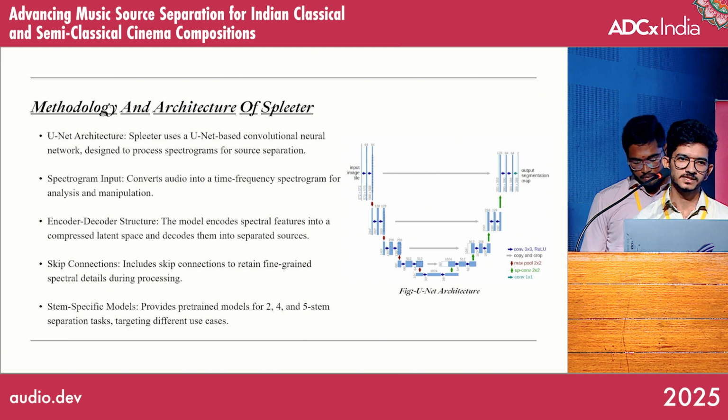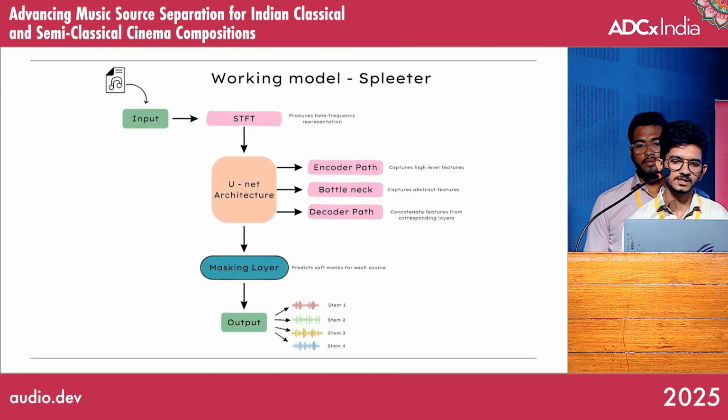It also has skip connections, which are used to transfer the low level features directly to the decoder, so we will not lose the fundamental frequencies of the audio. Spleeter provides various models to separate various stems. The working architecture and improvement of this model will be delivered by Dhayanithi.